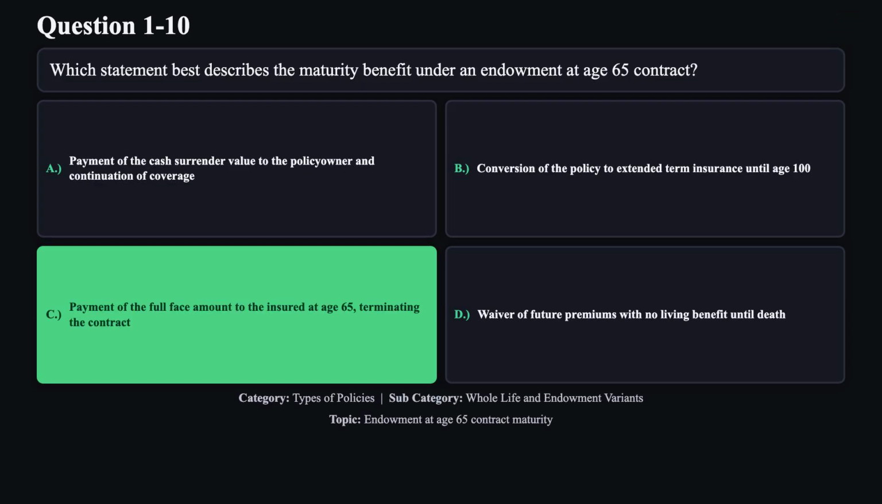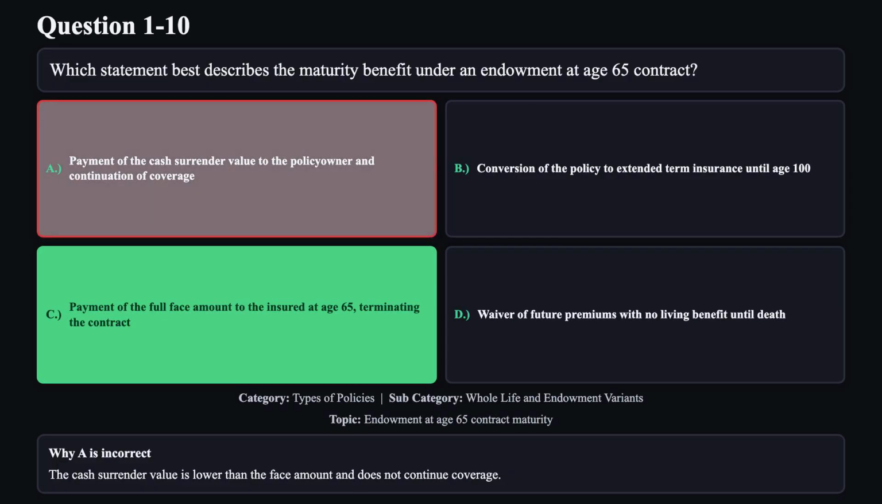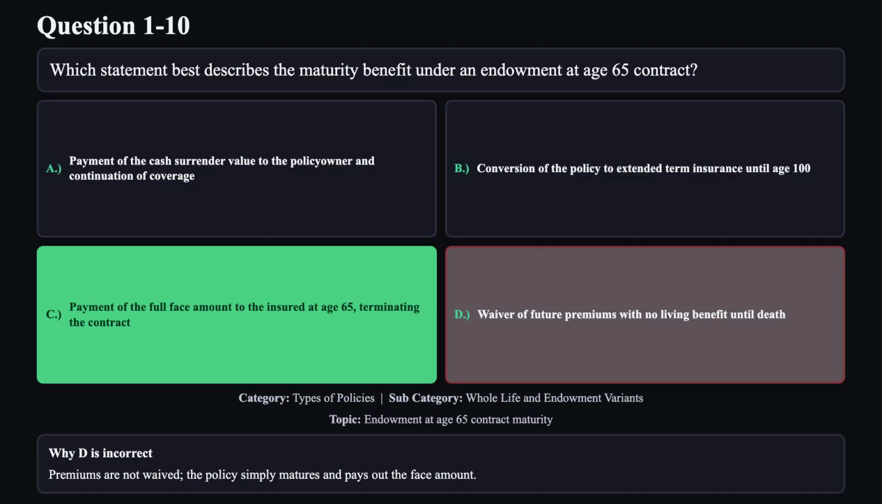The correct answer is C. An endowment at age 65 policy matures at that age by paying the full face amount to the insured, and the contract terminates. Reason A is not correct. The cash surrender value is lower than the face amount and does not continue coverage. Reason B is not correct. Extended term applies when a policy lapses, not at endowment maturity. Reason D is not correct. Premiums are not waived. The policy simply matures and pays out the face amount.